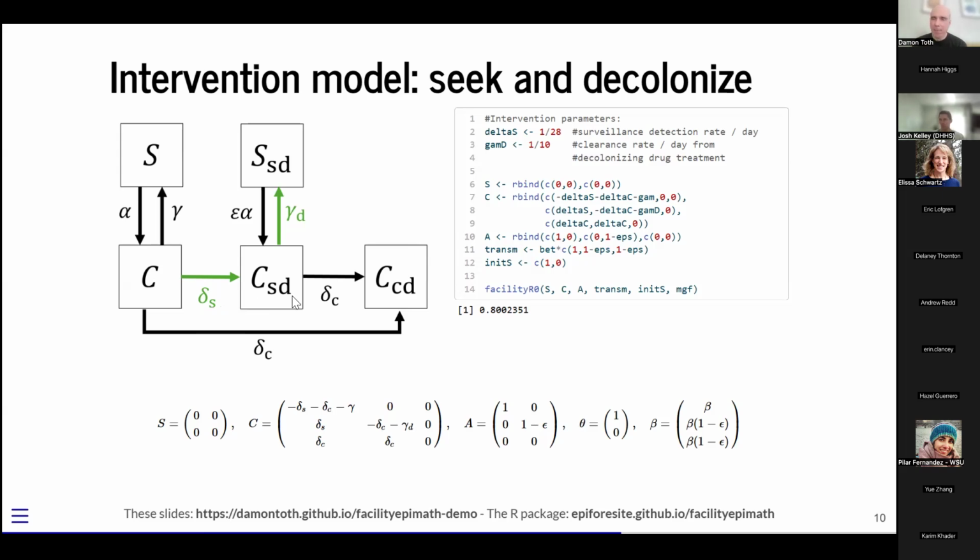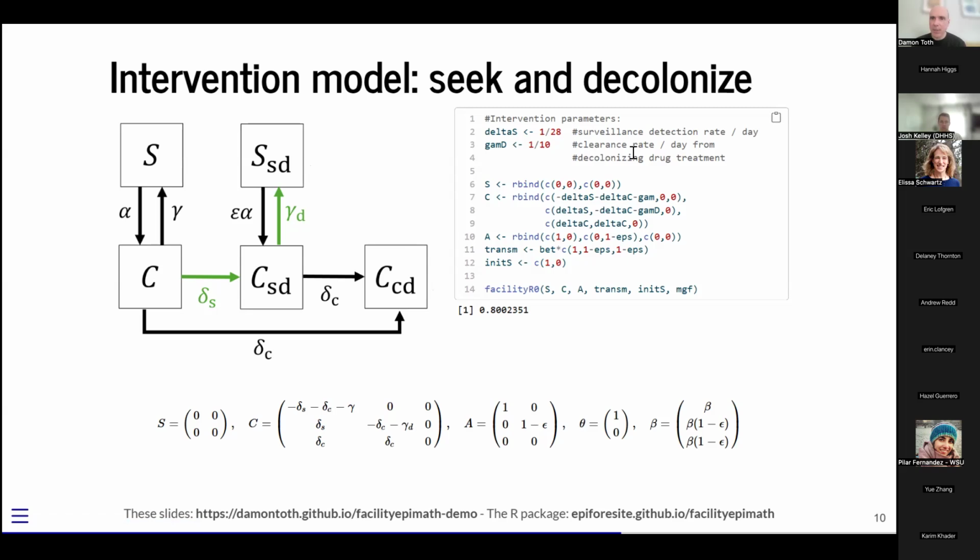And then we have another component of the intervention, which is this gamma D. Gamma, remember, is the recovery rate, so going from C back to S. So this part is modeling active decolonization. If you detect someone who's colonized, can you give them a drug to speed up their clearance rate and decolonize them? So there are actually 2 components of this intervention: contact precautions, and decolonizing. And so we can model that here. We've got the 2 extra values here.